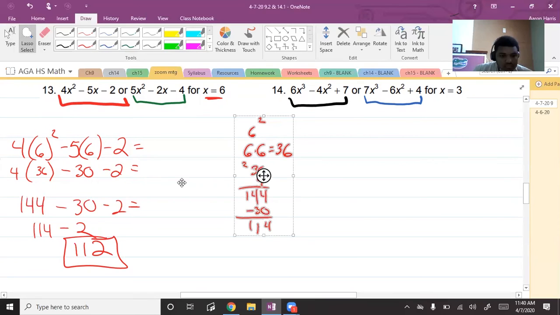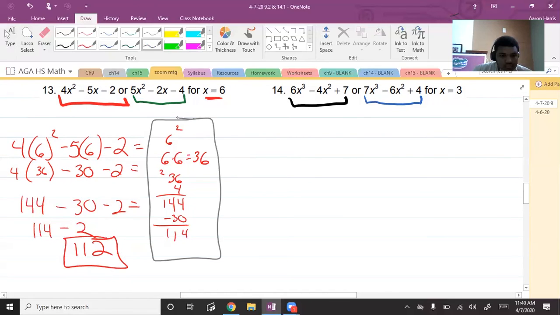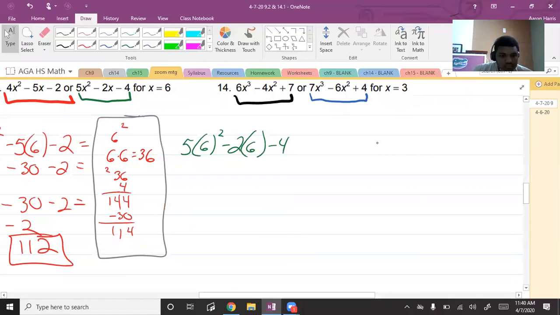So here's our little side work right there. Okay, so I'll put that in a nice little box so later on people won't think that it's the actual answers. Okay, and now we're going to do what? The green. So whenever we substitute in, what do we use? Parentheses. So 5 parentheses 6 squared minus 2 parentheses 6 minus 4. Again, PEMDAS. So here we go. 6 squared is nothing more than 6 times 6, which is 36. So I get 5 times 36 minus 2 times 6 is 12 minus 4.